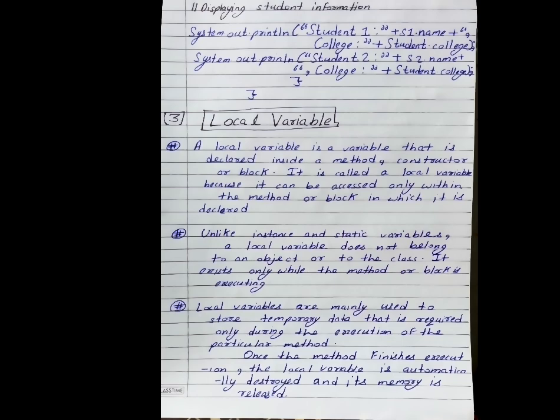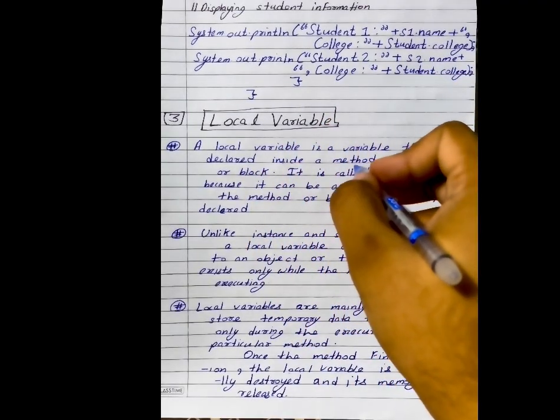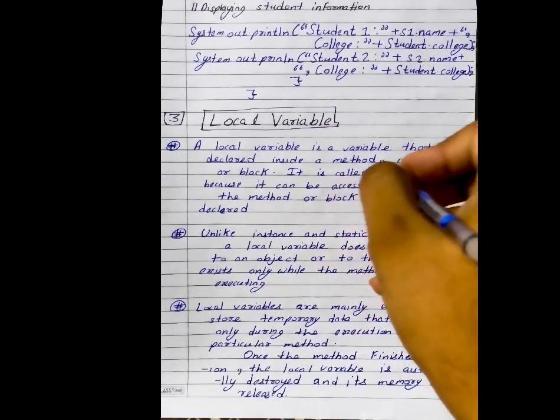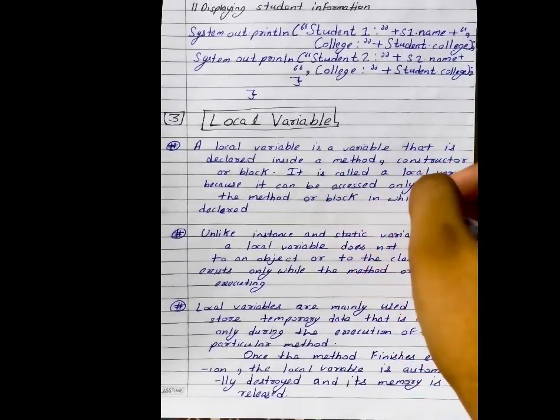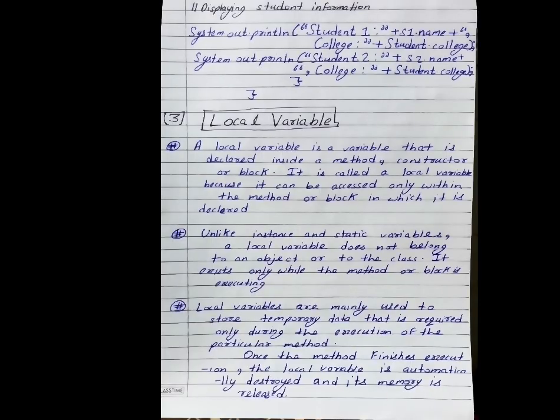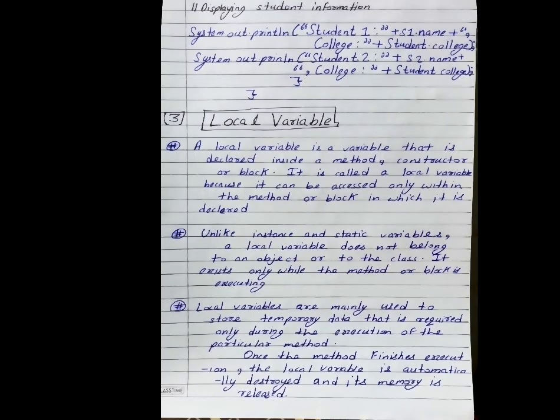Now let's discuss the local variable. So guys, as you can see there, a local variable is a variable that is declared inside a method, constructor or block, and it is called a local variable because it can be accessed only within the method or block in which it is declared. You can see it as a difference also. If you want to make a table of three columns of differences, like a difference between instance, static and local variable, you can do that for short notes. So let's discuss further.